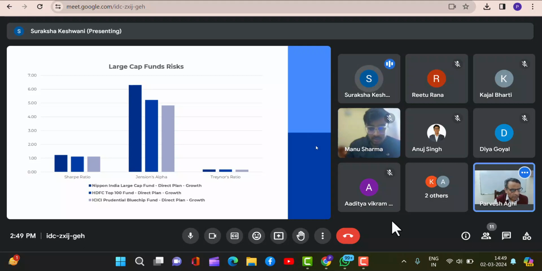Okay. So considering all three ratios, the risk and the returns, Nippon has performed the best in the large cap funds.